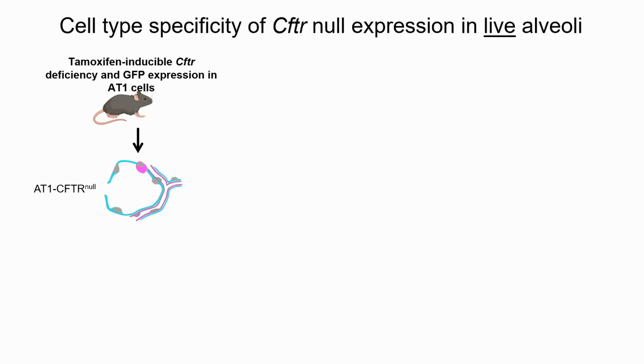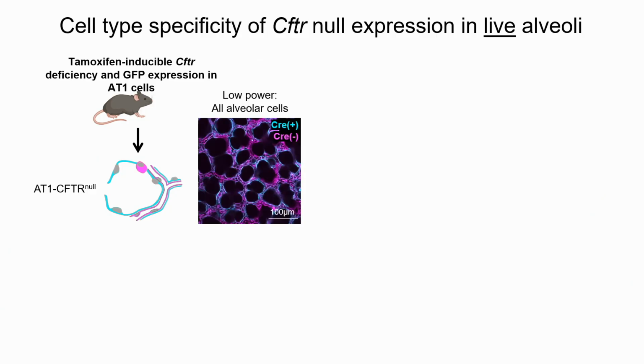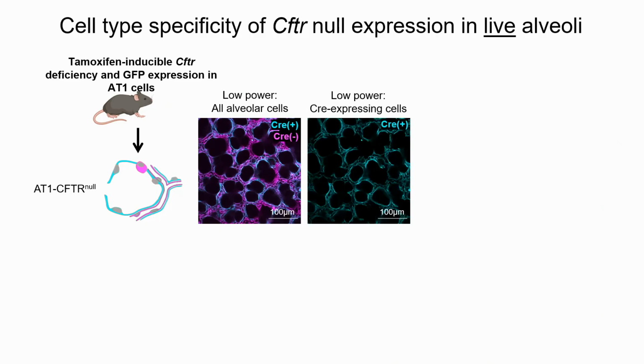So I'm going to go ahead and show you the cell type specificity of CFTR null expression in our live lung model. This first image here shows a low power view of an alveolar field as you've seen in the previous slide. And these are from lungs of an alveolar type 1 CFTR null mouse. Again, I'm using the magenta pseudocolor to show the Cre-negative cells and the cyan pseudocolor to show the Cre-expressing cells.